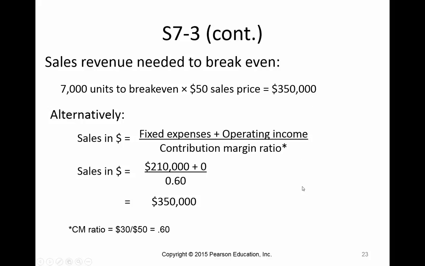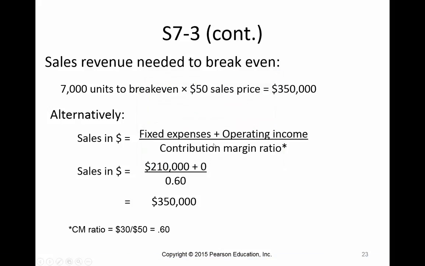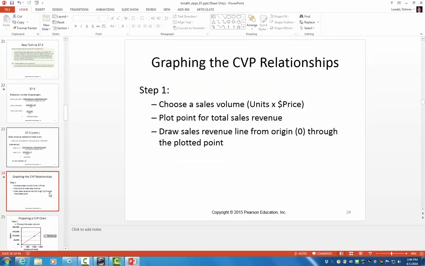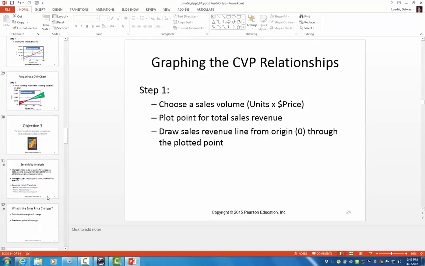We can also calculate that by using our contribution margin ratio. Divided by our contribution margin ratio, and we can get the same number that way as well. Okay, graphing, you can graph those CVP relationships. I don't really have a problem to go through on that, but there is information, of course, in your textbook there.